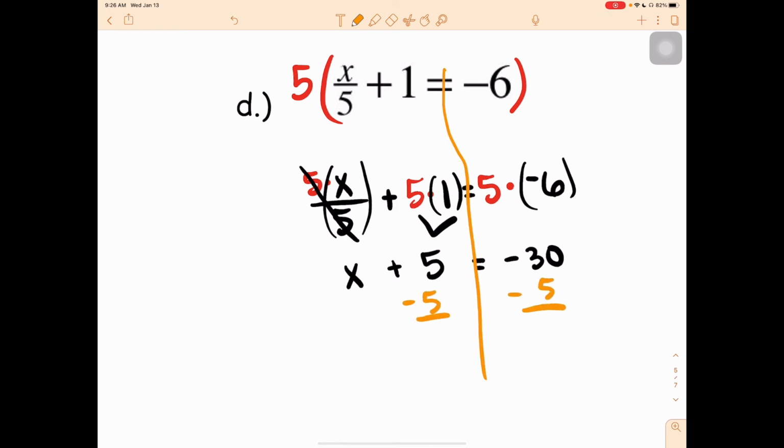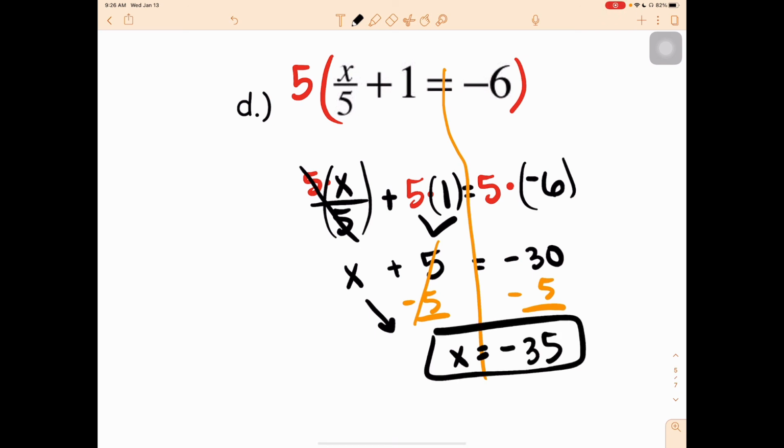Again, always check your work with the calculator. Some of you still get tripped up on some of the negatives, so make sure you're double checking your work. -30 minus 5 is not -25. It's not +35 or +25. It is -35. Okay? All right. Let's see what's next.